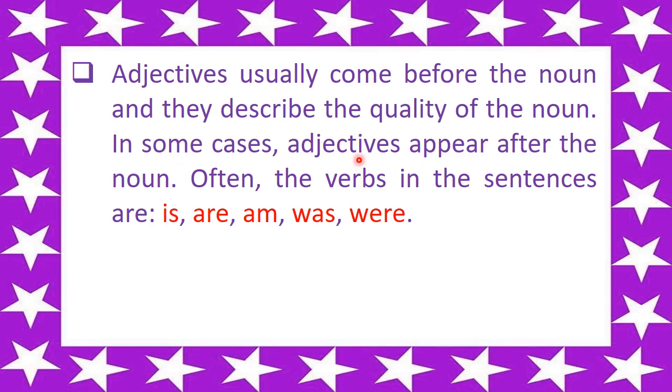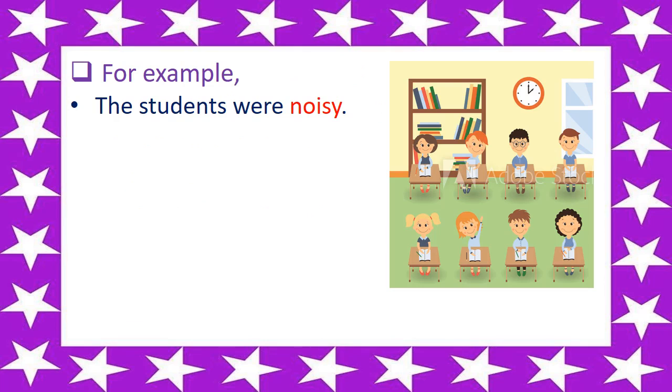In some cases, adjectives appear after the noun. Often the verbs in the sentences are is, are, am, was, were. For example, the students were noisy. So students, the word noisy is an adjective. The word noisy describes how the students were.